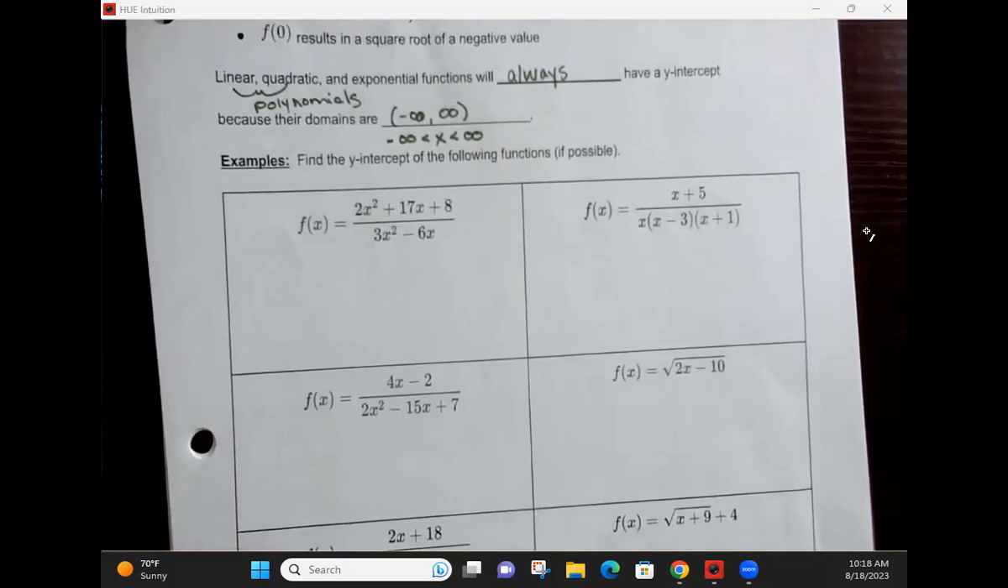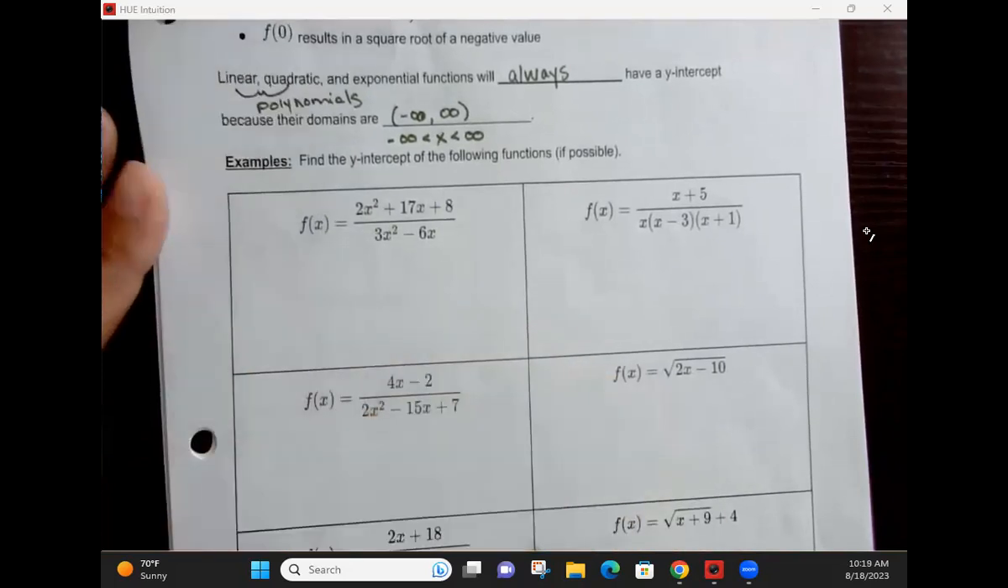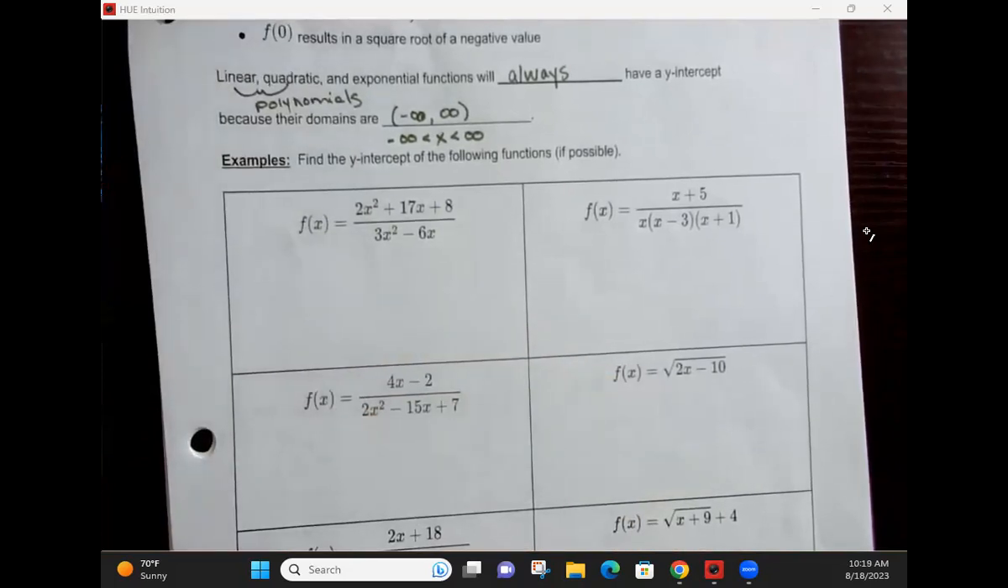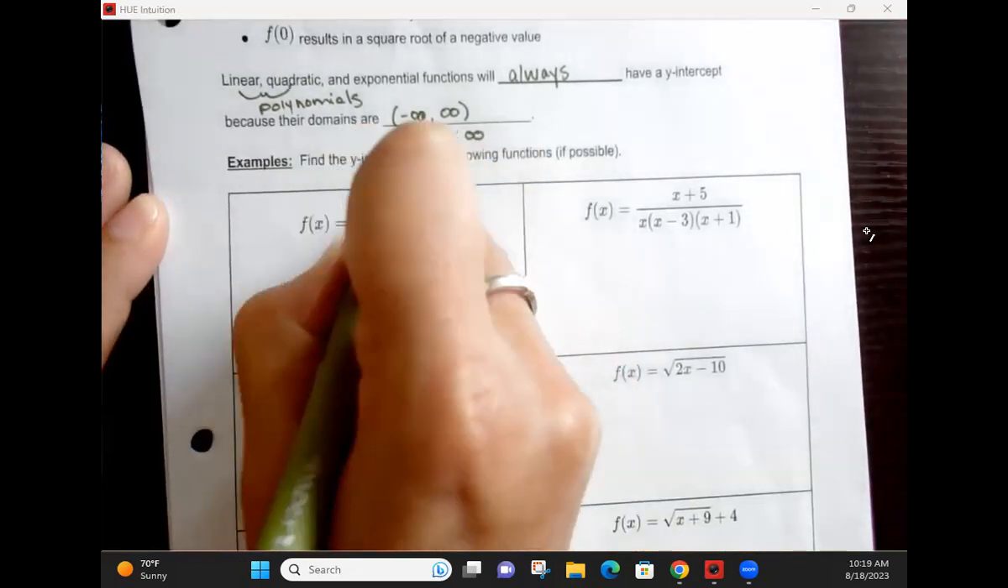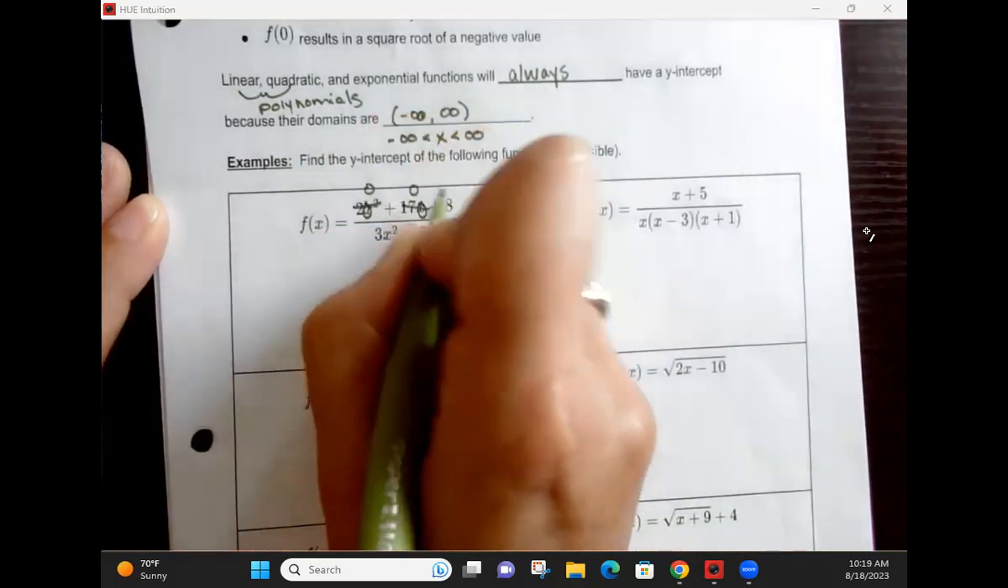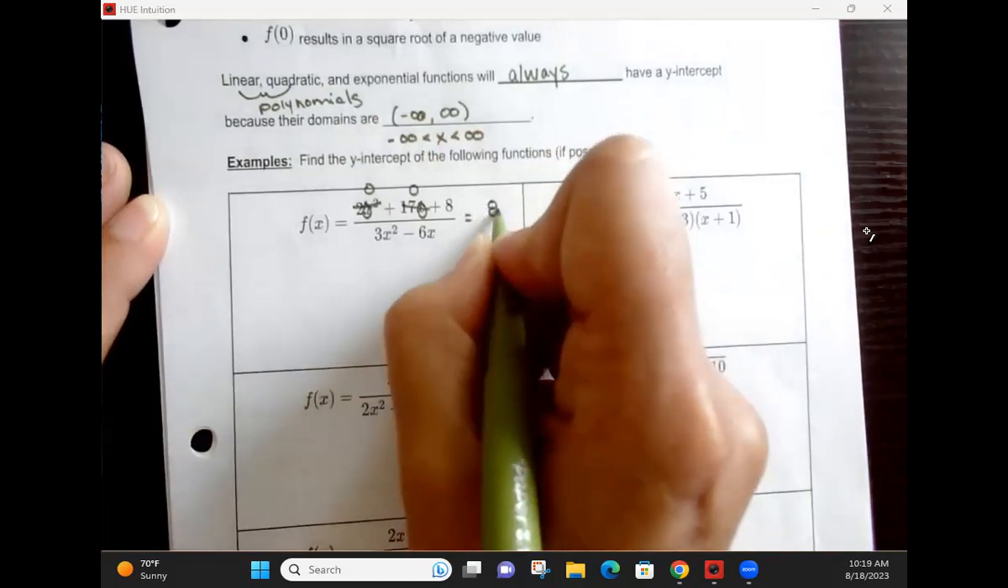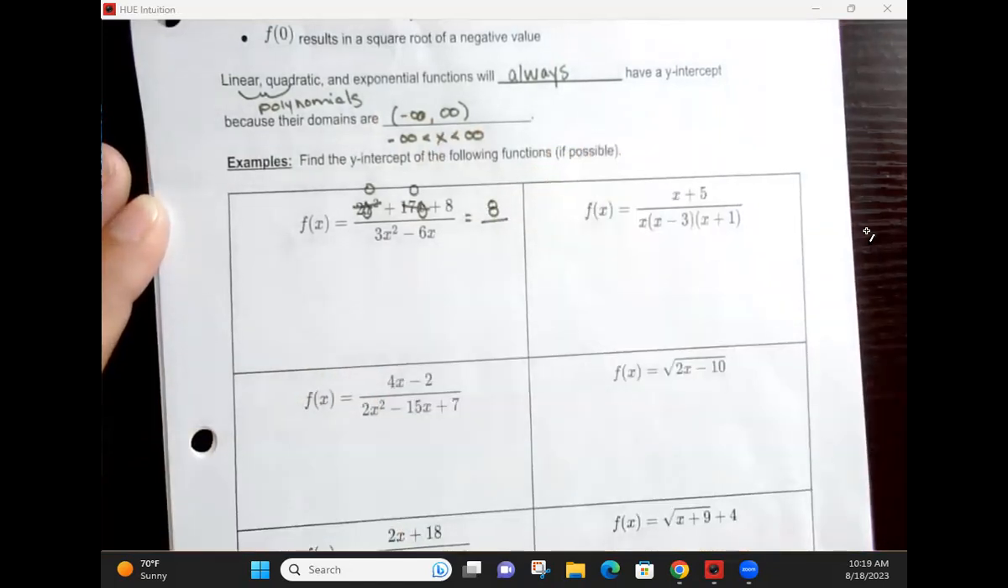So let's take a look at some examples where maybe we don't get a y-intercept. For our first function here, f of x is a rational function. A polynomial on top of another polynomial, that's a rational function. If I plug in 0 here, on the top, this is 0 plus 0 plus 8. So on the top, I get 8.